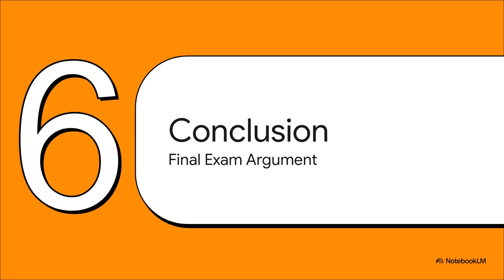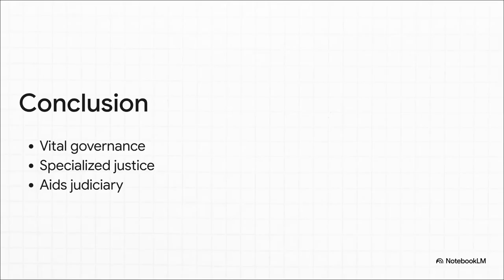Heading 6. Final exam conclusion. Never end an answer abruptly. You must close your legal argument definitively. Write this conclusion out verbatim. Bullet 1. Tribunals play a vital role in modern governance. Bullet 2. They provide speedy, specialized, and cost-effective justice. Bullet 3. They complement the judiciary and aid effective administration.